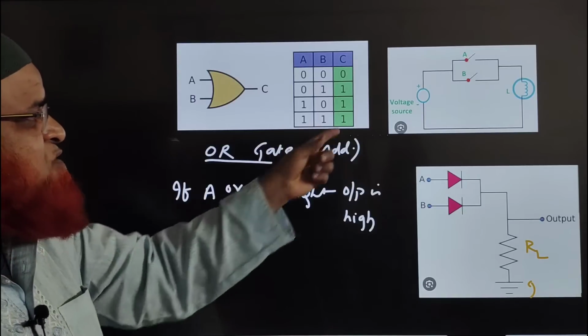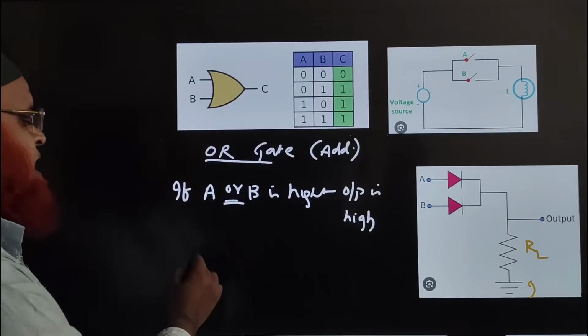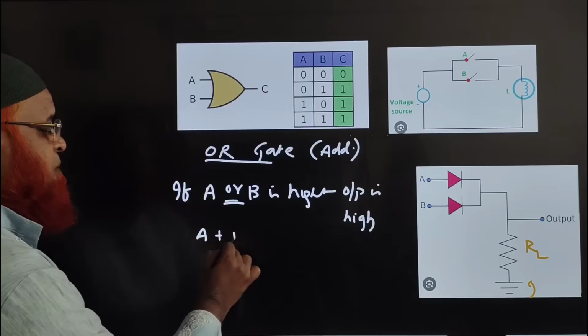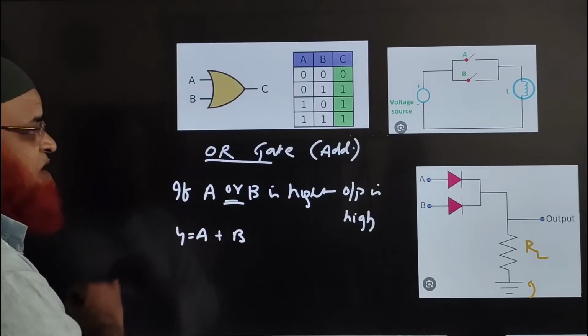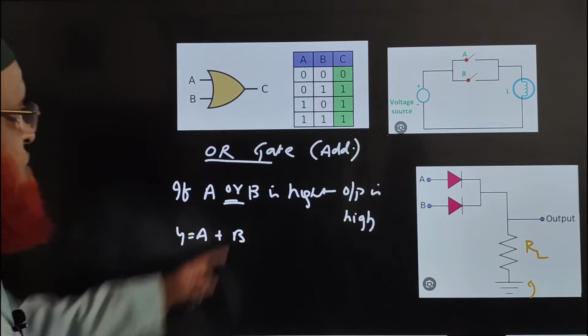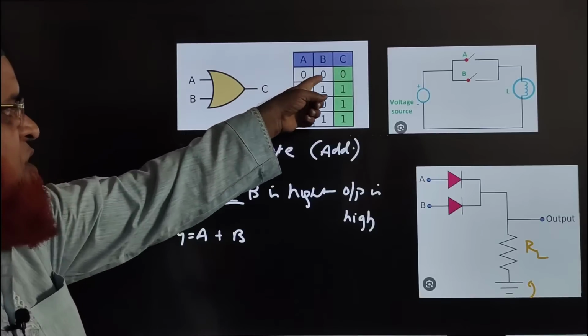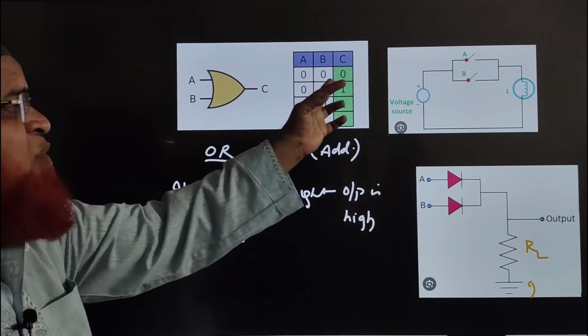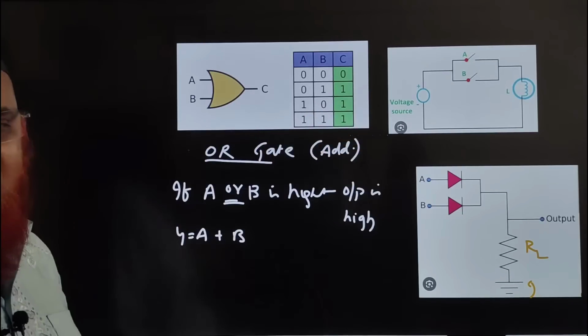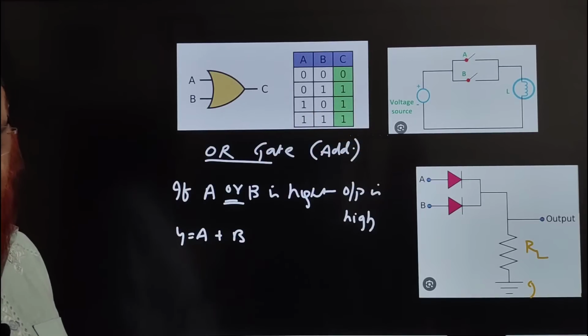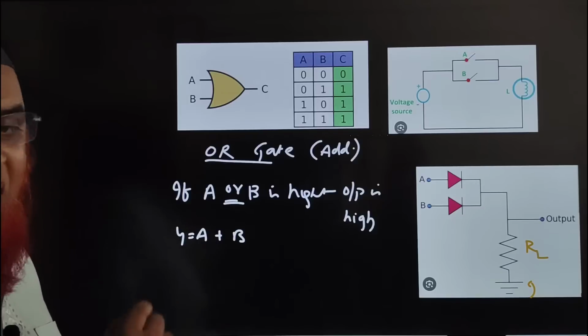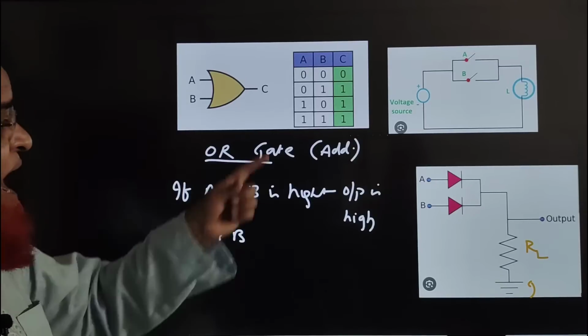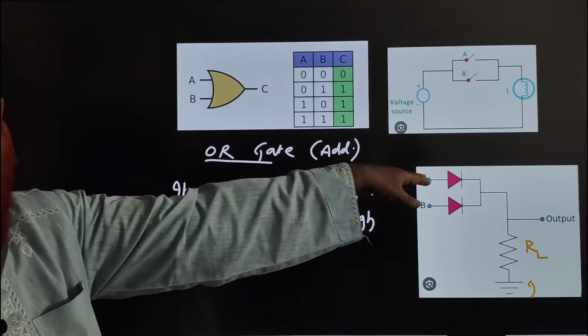So 1 and 1, and you will be telling me, sir, this is an addition operation. So A plus B, Y is going to be A plus B, you said. Okay. So A is input 0 0. 0 plus 0 is 0, 0 plus 1 is 1, 1 plus 0 is 1. Sir, 1 plus 1, how can it be 1? It is 2 actually, you are telling. Actually 1 means high. High and high, output is high only.